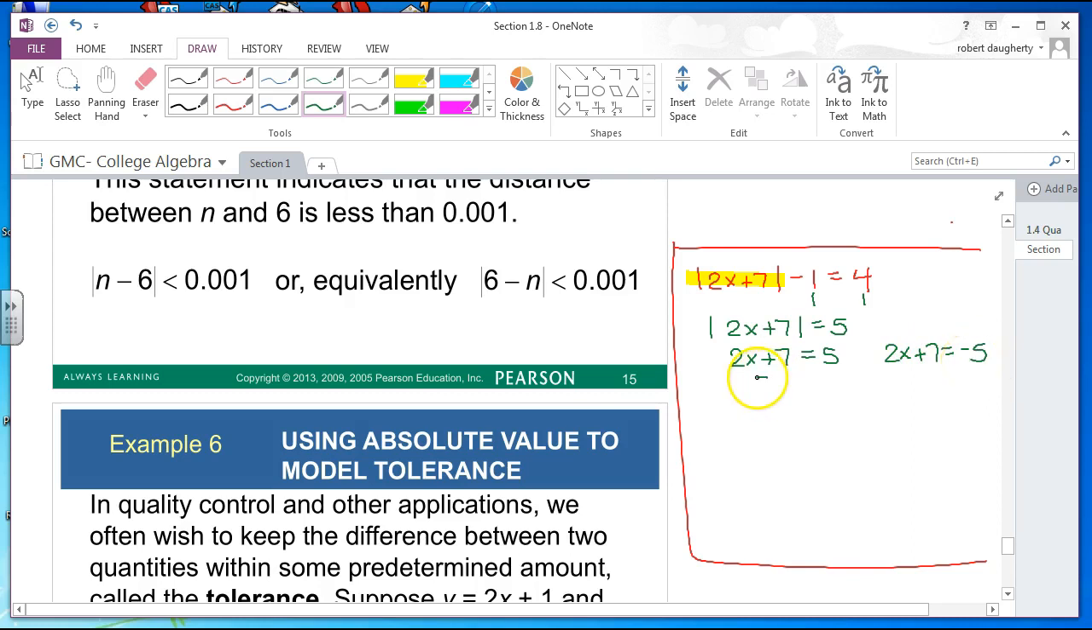Now solve both of these. You take 7 away from both sides. 2x is equal to negative 2, x equals negative 1. That's one solution. Here, subtract 7 from both sides. 2x equals negative 12. x equals, if I divide by 2, negative 6. Okay? That's the way I handle absolute value with an equality.